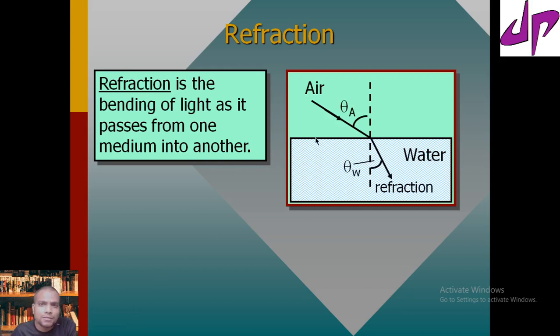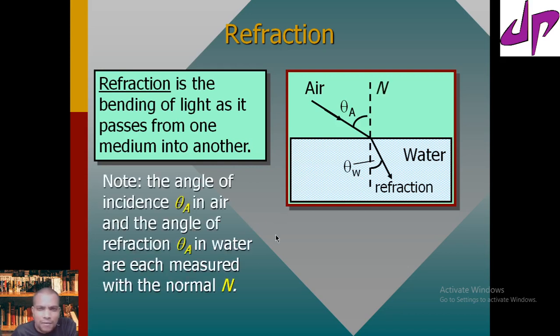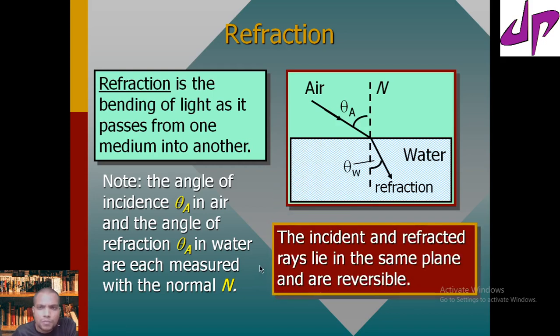Suppose light is traveling from air medium to water. Its property is that it will bend when it travels from one medium to another medium. So here theta A is the angle of incidence with the normal in the air medium, and theta W is the angle of refraction when it is traveling from one medium to another medium. Here we also define a condition: the incident ray and refracted ray must lie in the same plane.